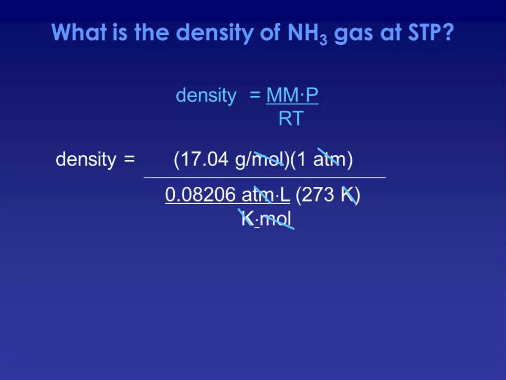The atmospheres, the liters, the moles, and the Kelvins all cancel. The STP values are defined quantities, so they're not going to affect our sig figs. I went ahead and rounded this to 3. You could have gone out 4 due to the molar mass, but 0.761 grams per liter would be the density of this ammonia gas.